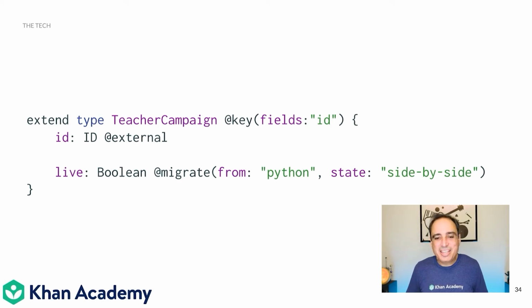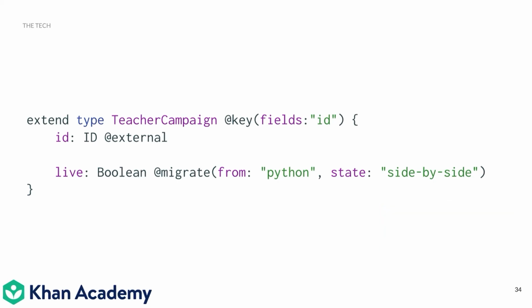So basically what that means is it's going to tell the gateway, hey, when you look at this live field, we know that it's coming from the Python service, but we're doing side-by-side testing right now. And so the gateway is going to run the side-by-side test that I just described. Once we're done with that and everything's happy, we can just change that state to migrated, and that will mean that the gateway will only send the traffic to the new Go service. Once we're completely done with it, we just remove the migrate directive entirely and we delete the Python code, and that's all set.